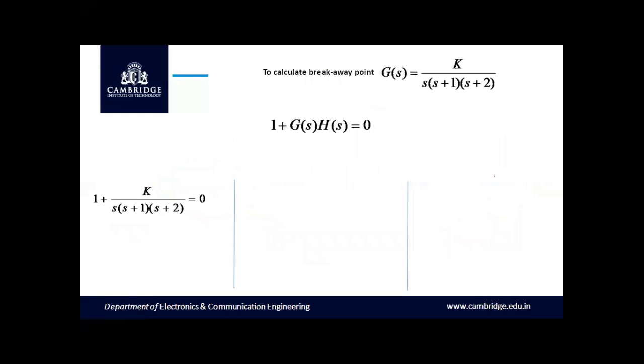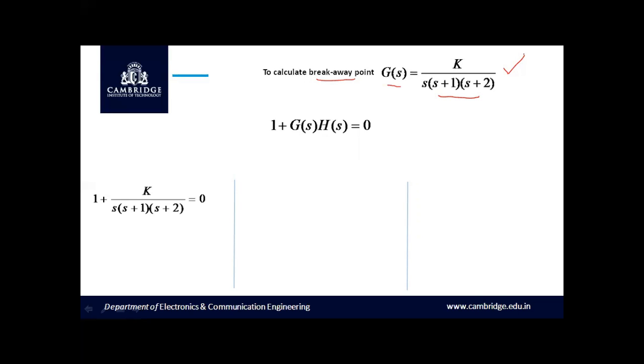Let me take an example. To calculate the breakaway point for given G of s is equal to k divided by s into s plus 1 into s plus 2. Starting from rule number 1, we have taken the same example. So I request everyone to look into the previous video so that you can get a clear picture about these concepts.